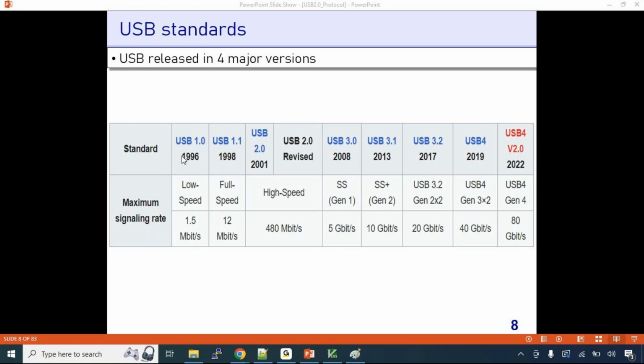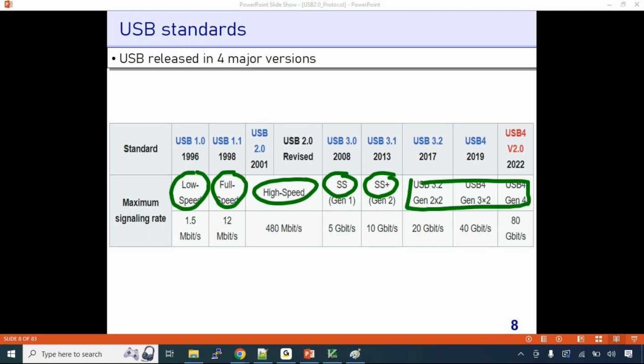Basically, you see, the USB standard was first released in 1996. That standard was called USB 1.0. It supports low speed. That was called low speed. You can see various terminologies here. First thing, low speed, full speed, high speed, super speed, super speed plus. Then later generations are called enhanced super speed. So how these further differ, we'll discuss.